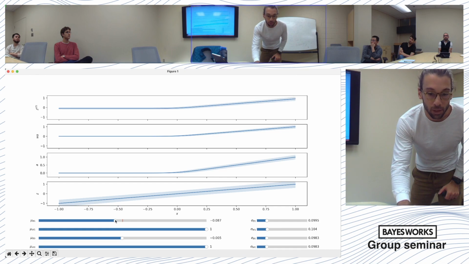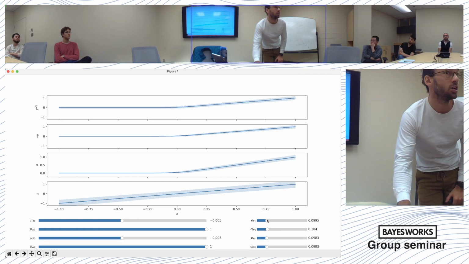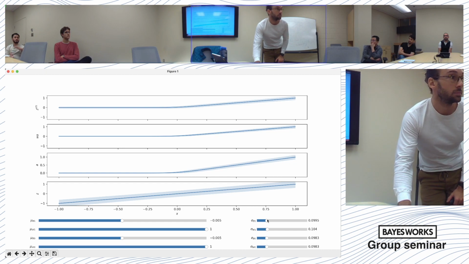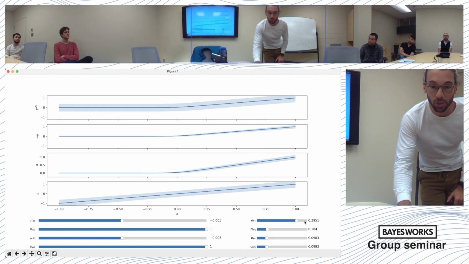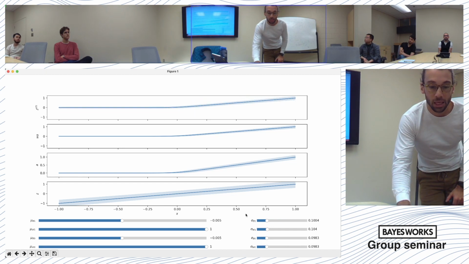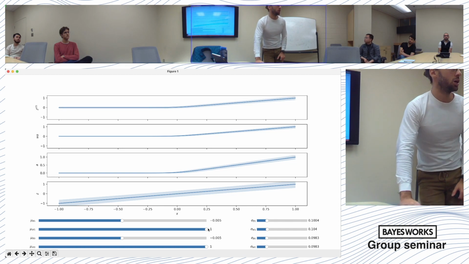Okay, good. What is going to happen if I play with the uncertainty of b1, if I increase the uncertainty of B1? It affects the uncertainty. So it's going to uniformly change the uncertainty around my function. Okay, perfect. Then what happens if I play with W1?